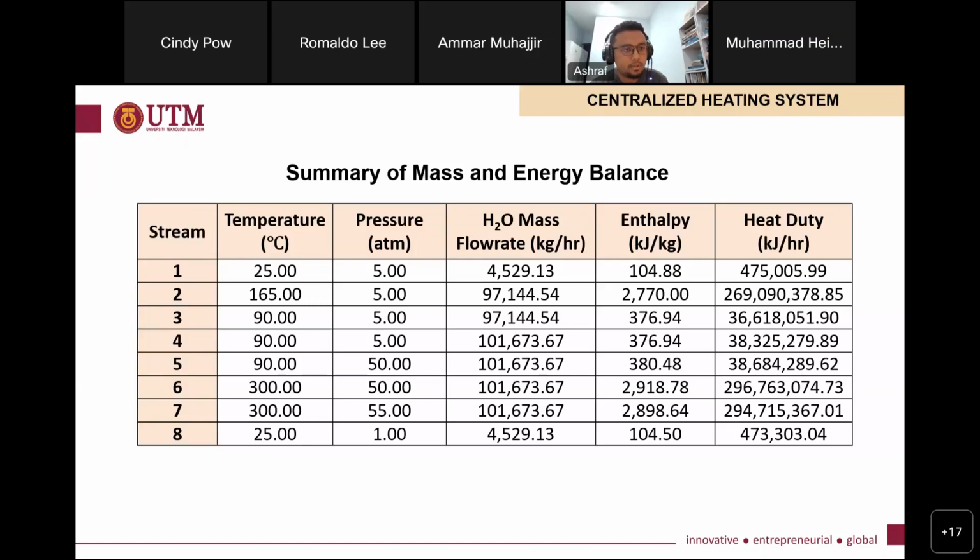Yes, correct. So your cost analysis is based on this heat value. Yes, because we want to calculate how much fuel. Okay, good. Just to confirm. Can we go to your plan layout?